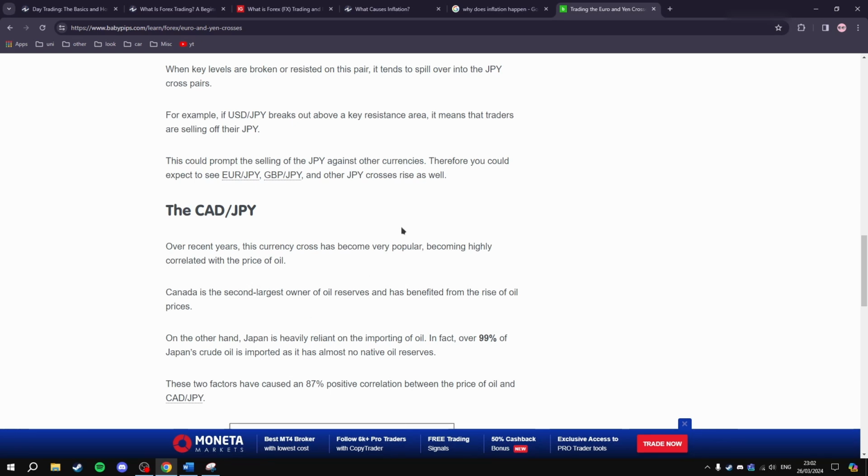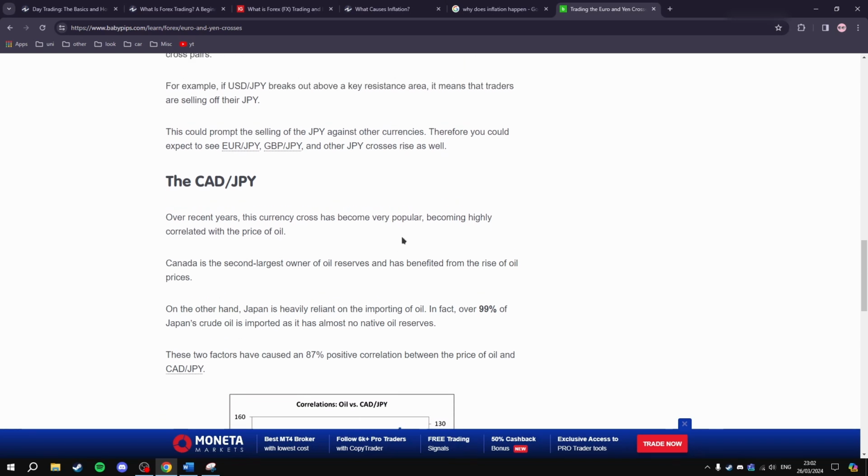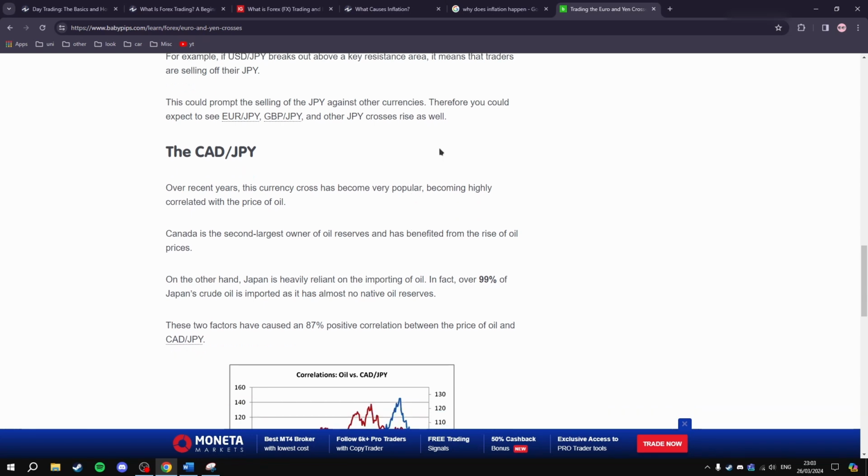When key levels are broken, for example, if USD/JPY breaks out above a key resistance area, it means that traders are selling off their JPY. This could prompt the selling of the JPY against other currencies, so you could expect to see EUR/JPY, GBP/JPY, and other JPY crosses rise as well.